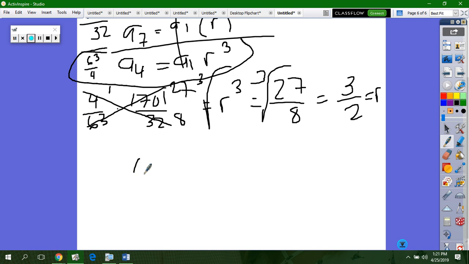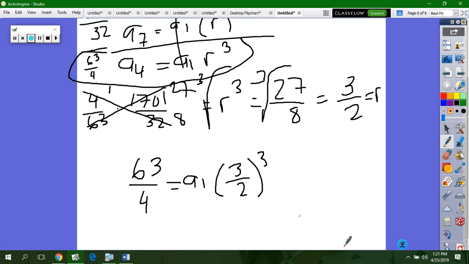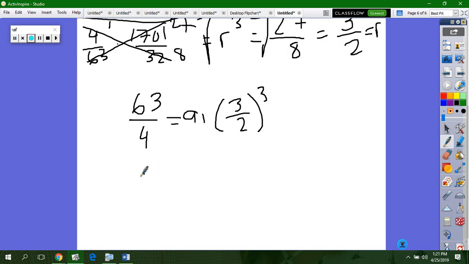So I have 63/4 equals a sub 1 times (3/2) cubed. So then that's 63/4 equals a sub 1 times 27/8. How do I get that 27/8 to the other side?